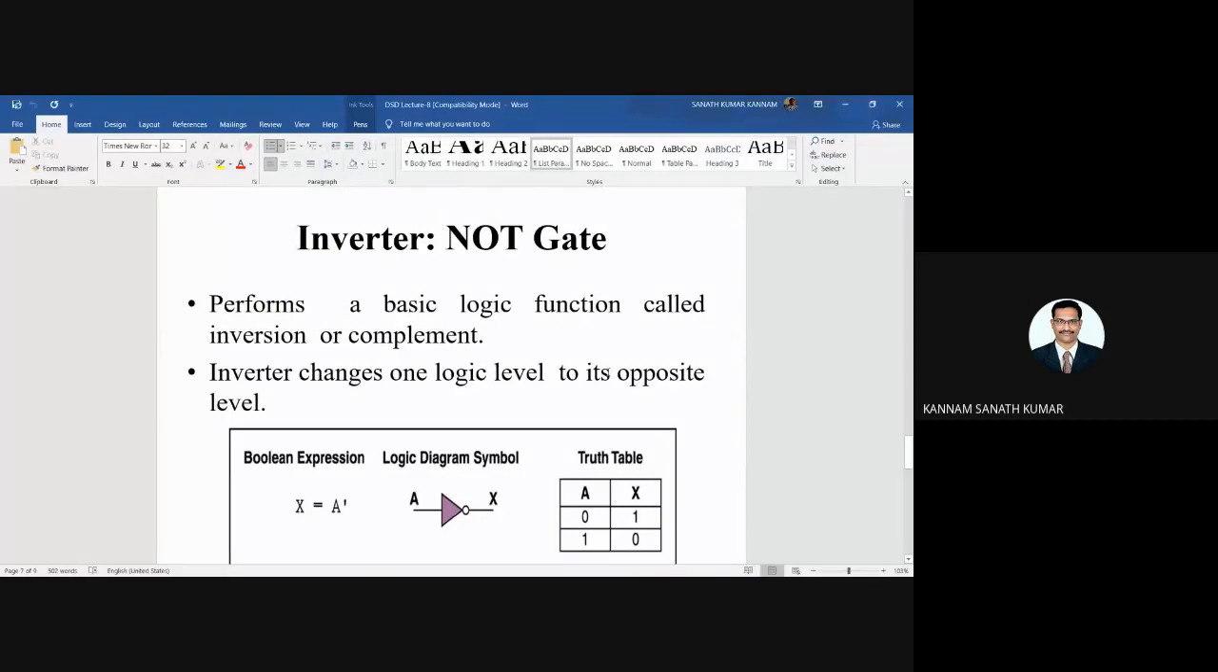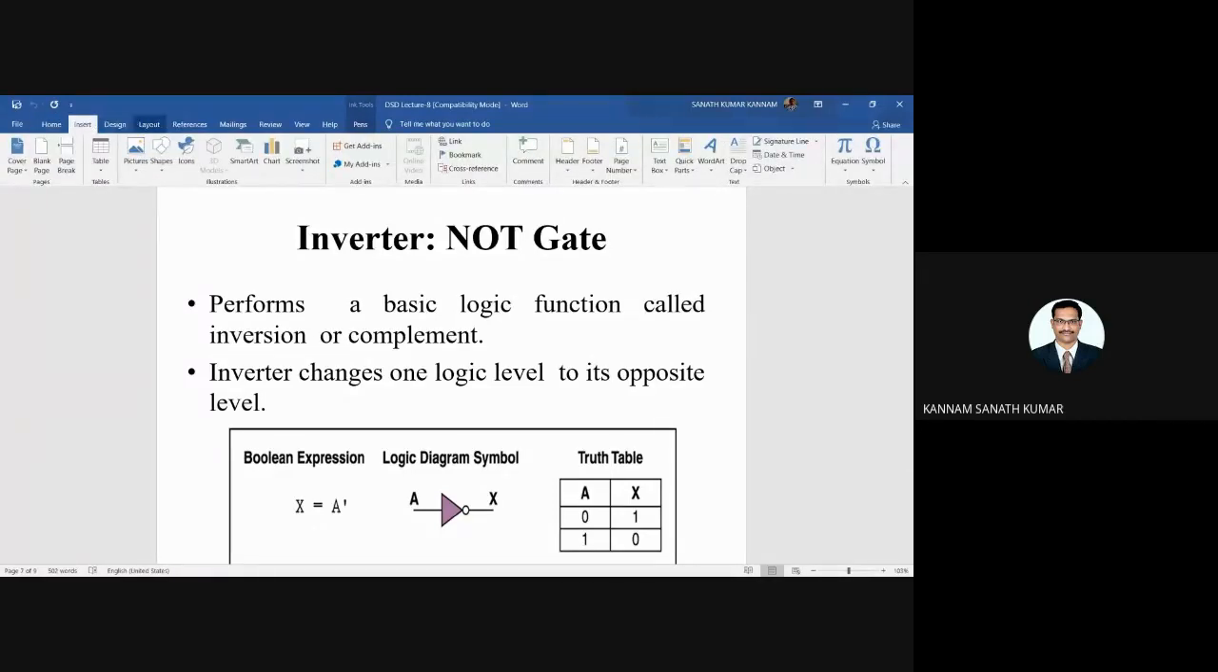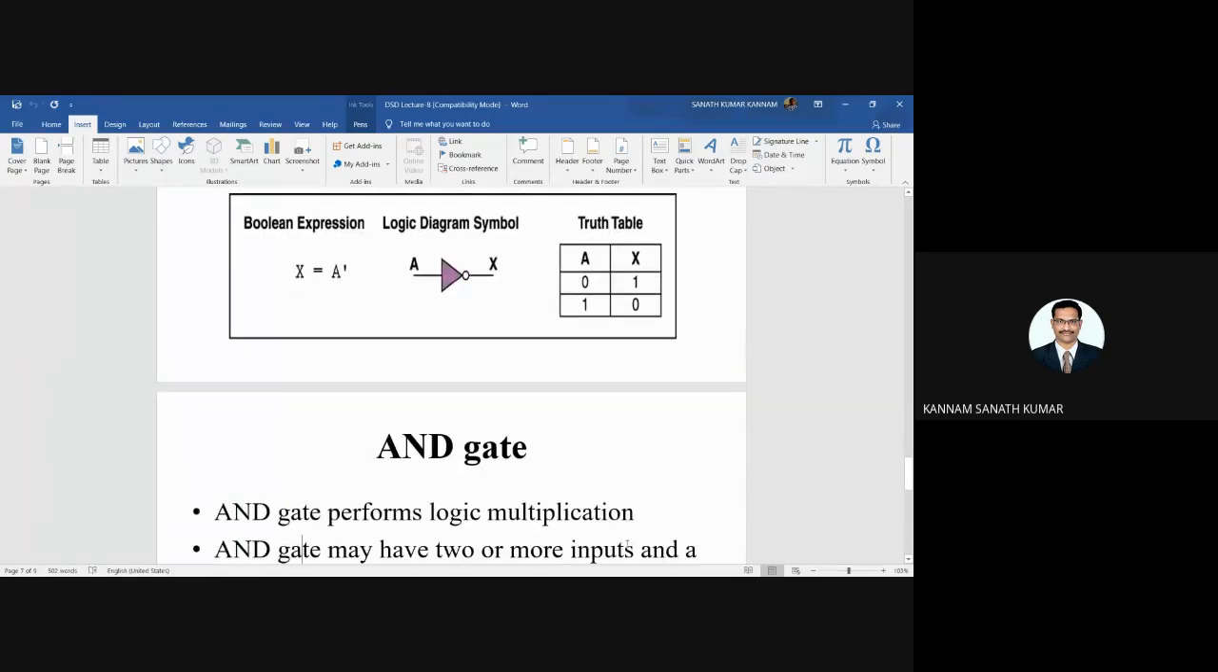The inverter changes one logic level to the opposite level. Here the Boolean expression is x equal to a dash, or you can call it a bar. The logic diagram is this inverter. In the truth table, when you give a as 0, you get x as 1, and when you give a as 1, x is 0. This is about the inverter gate.